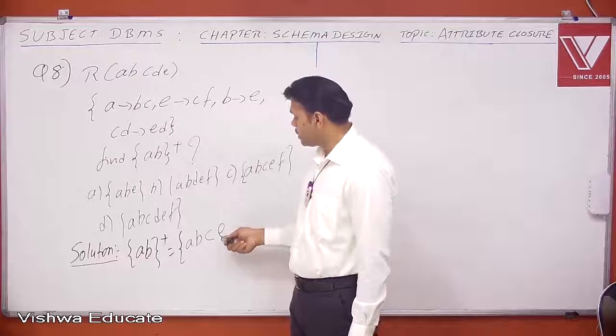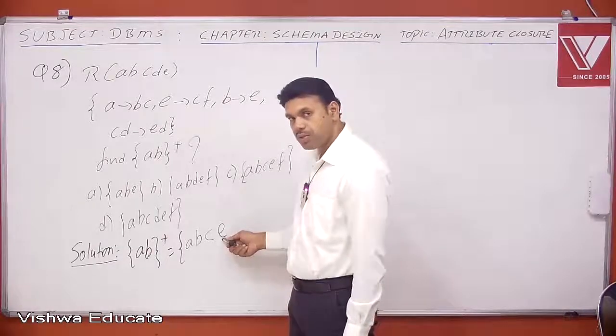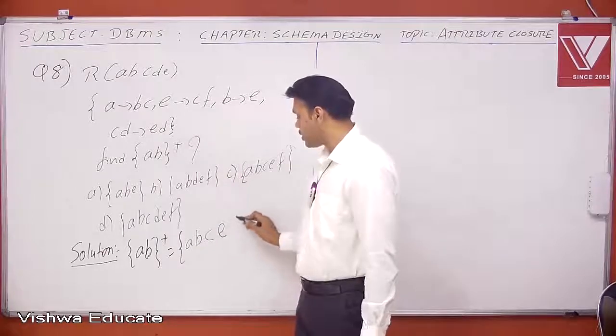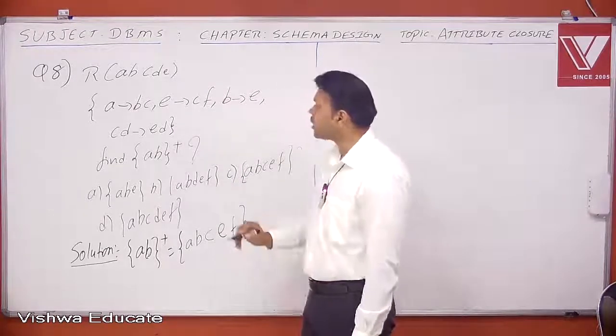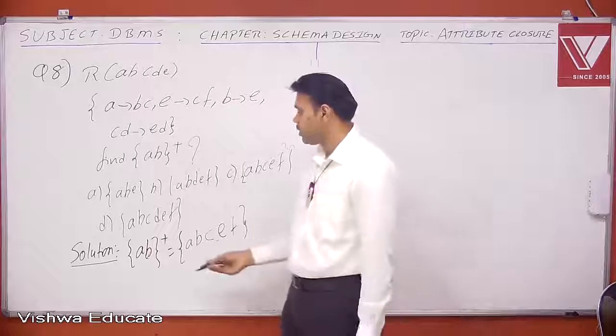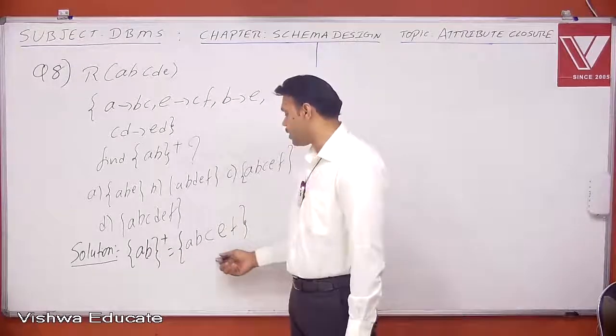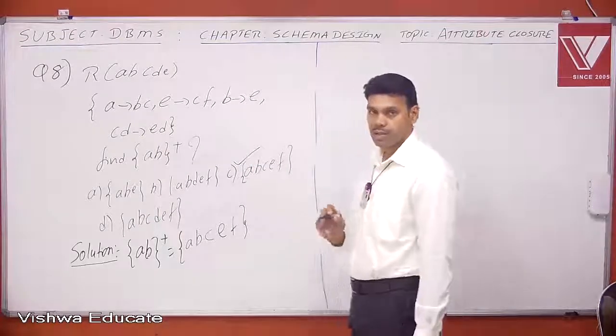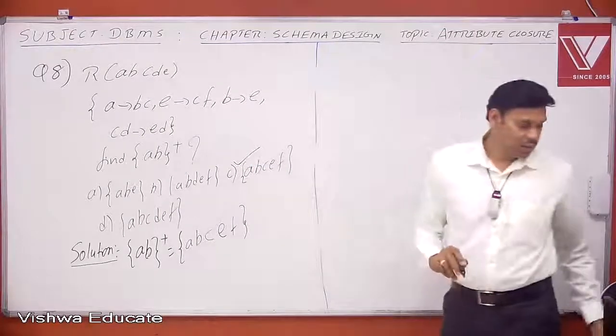What is that? Since I got E combination here, E can get what? C and F. C is already present, so I can write F. That's it. So AB closure is nothing other than A, B, C, E, F. So the option is what? C.